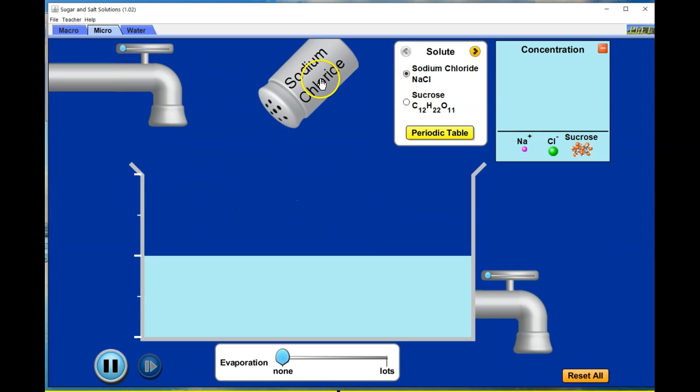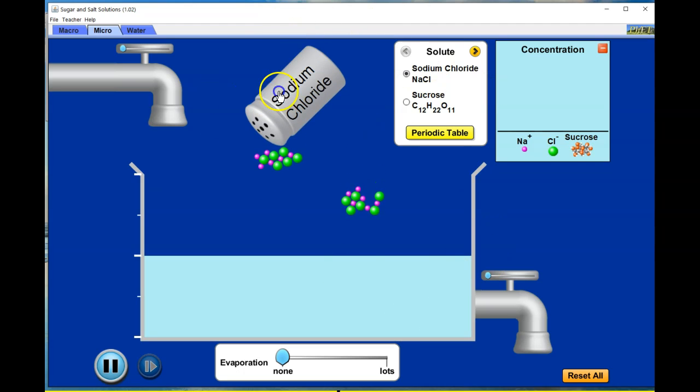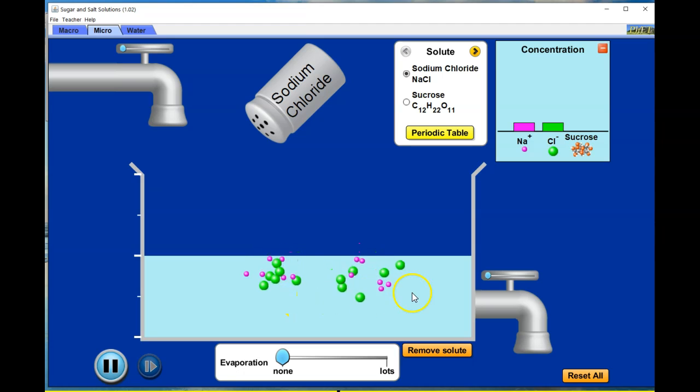If we take a look at this at a micro level and put in some sodium chloride, you can actually see that the water breaks apart the sodiums and chlorines into their ions. Go ahead and give me a smiley face in the chat box if that makes sense. Excellent, Annette. Thank you, Jennifer.